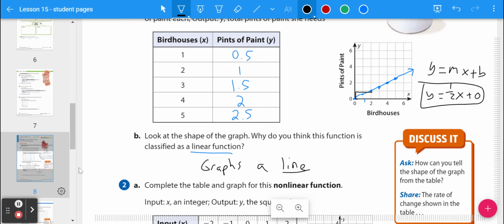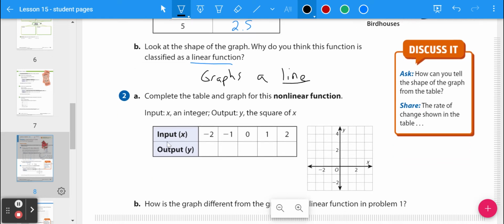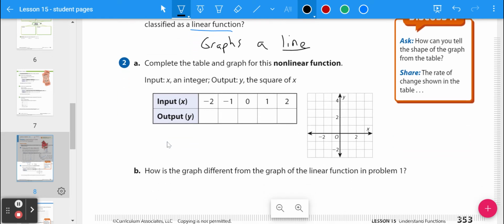Okay, that's the function. Now, number 2 says complete the table and graph for this nonlinear function. Input x is an integer, output is the square of an integer, x. That's like x squared. So if I'm going to do x squared, that means I'm multiplying it by itself. So for -2, it's -2 times -2. And that's going to give me a +4. -1 is -1 times -1. Negative times a negative, again, is a positive, so this is +1.